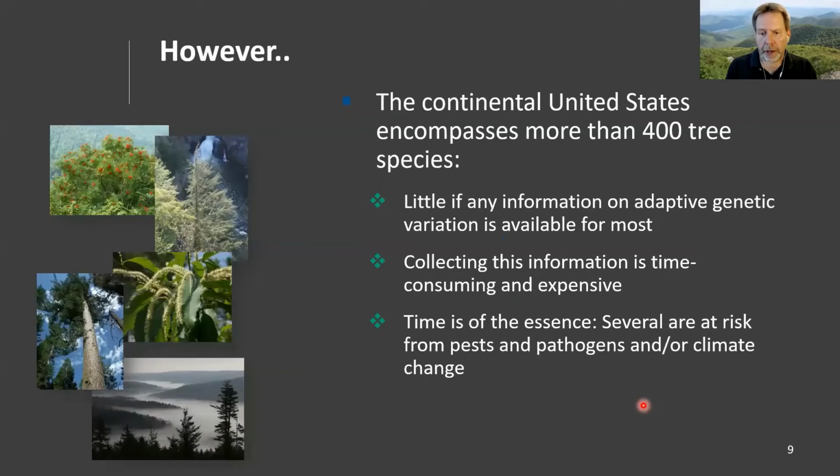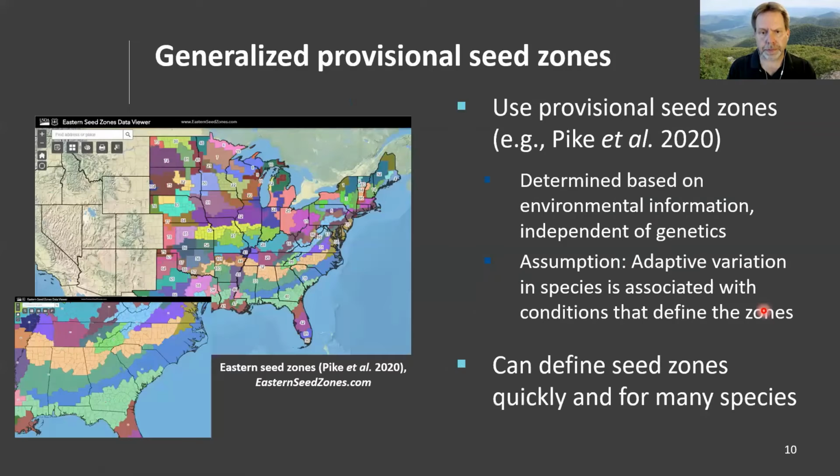So that's great for commercially important species, but in the continental United States, we have more than 400 tree species, and we want to get a sense across all of those how they're doing in terms of their adaptive variation and genetic diversity. Little, if any, information on adaptive genetic variation is available for most of those. Collecting that takes a lot of time and money, as you would expect, and time is of the essence, as several of these species are at risk from pests and pathogens and climate change, among other things.